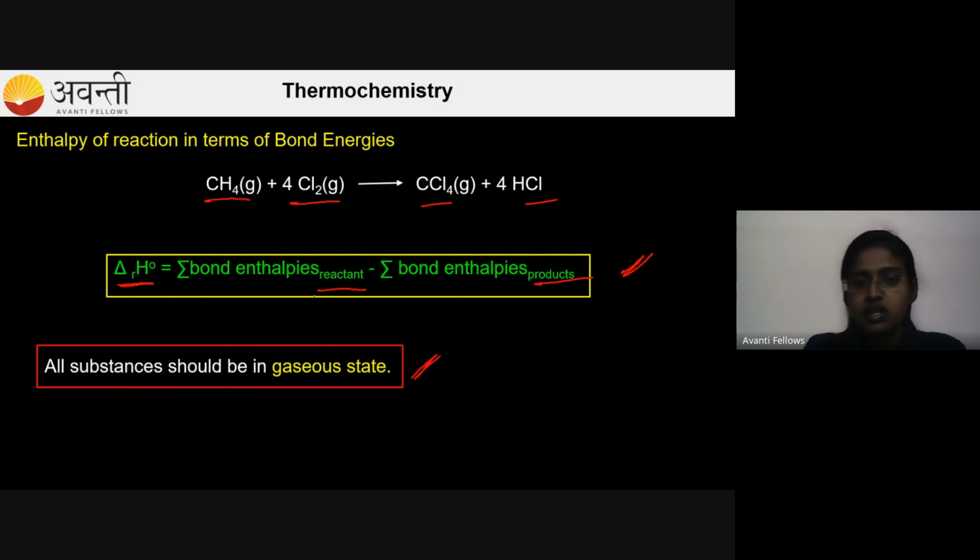Clear for all? If some other substance is there in liquid or solid form, suppose HCl is in liquid form in this case, then you should not take the bond energy of that HCl. You have to put 0 in that case. Only the gaseous state bond energy values have to be used to find delta H R naught, that is, the standard enthalpy of reaction in terms of bond energy.